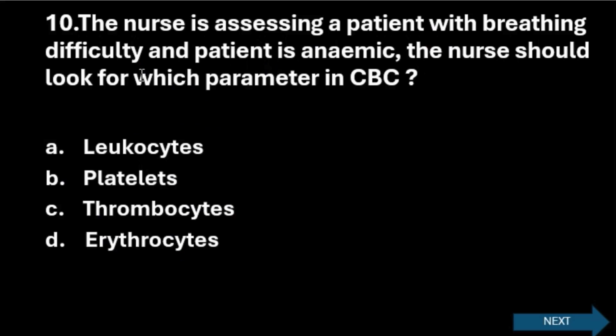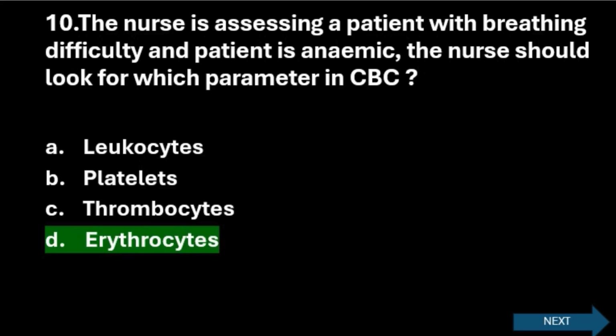The nurse is assessing a patient with breathing difficulty and the patient is anemic. The nurse should look for which parameter in CBC? Option A, leukocytes. Option B, platelets. Option C, thrombocytes. Option D, erythrocytes. Here, the patient is in breathing difficulty and anemic. So, the patient is having which parameter deficiency? You can see the answer, erythrocyte.